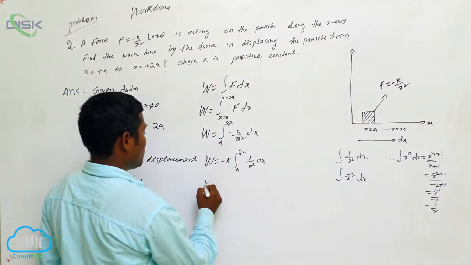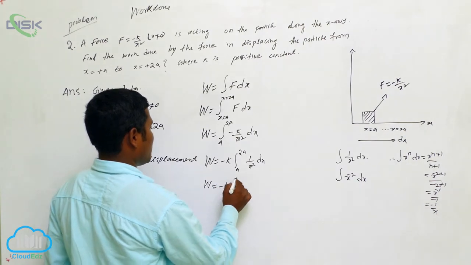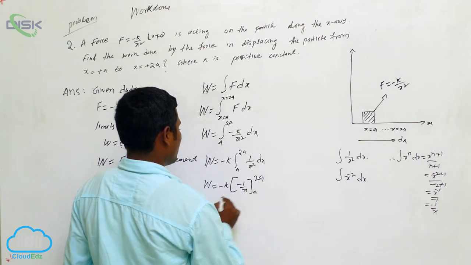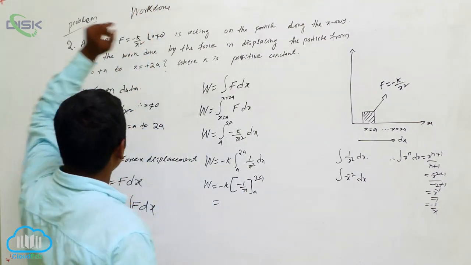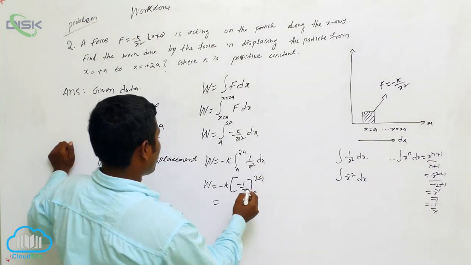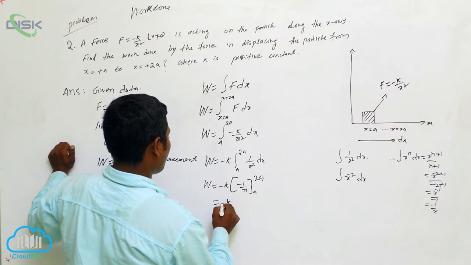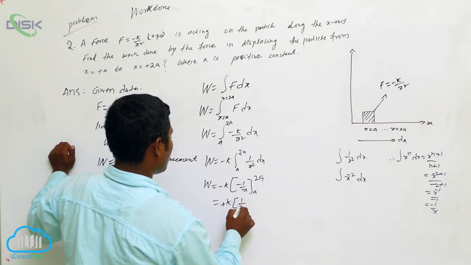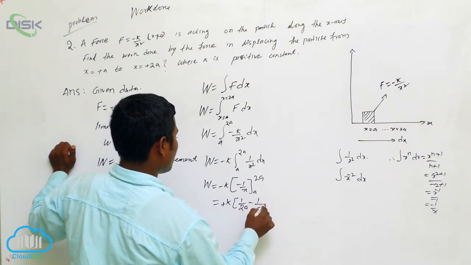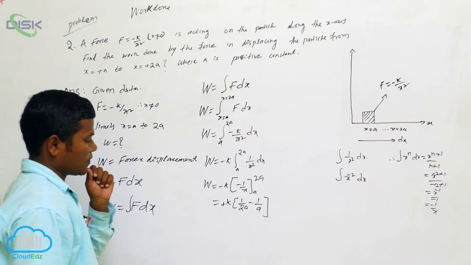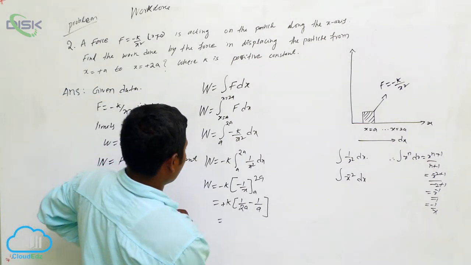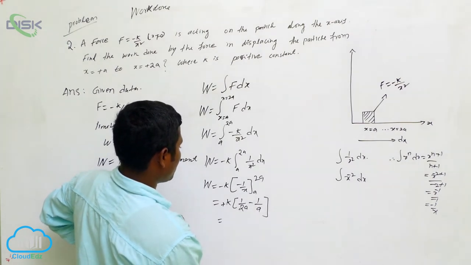So now W is equal to minus K times minus 1 by X, with limits A to 2A. Minus K, and minus into minus becomes plus. Next, 1 by 2A minus 1 by A. Next, what can I do? The limits are A and 2A.